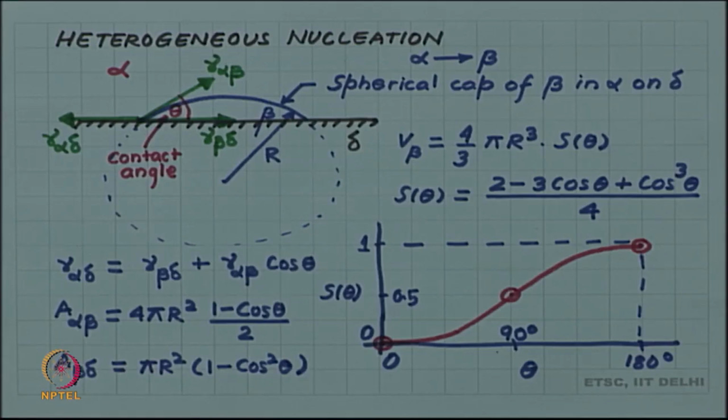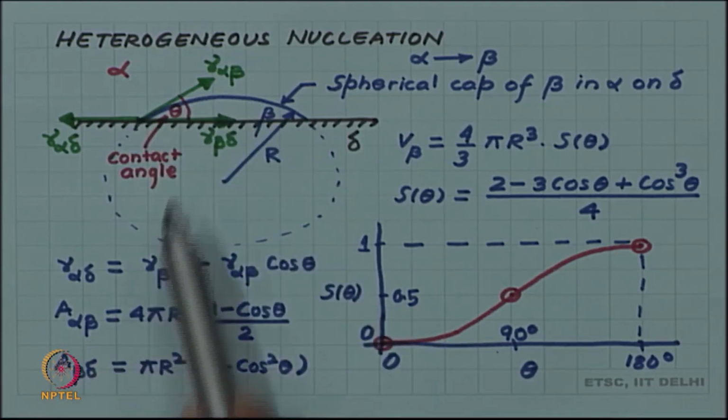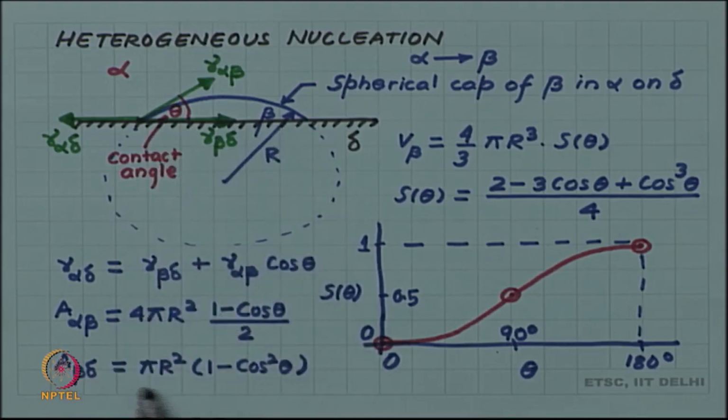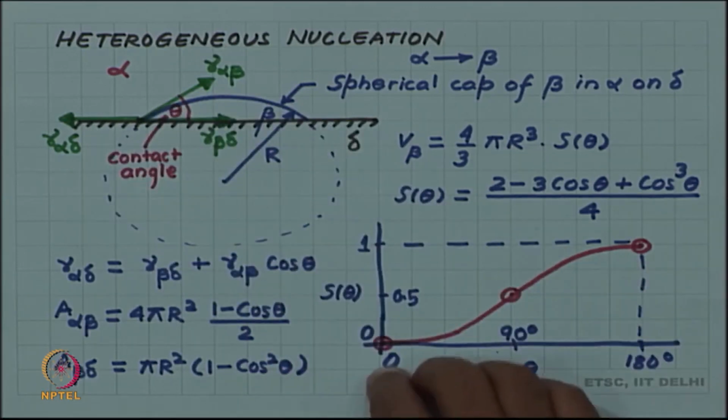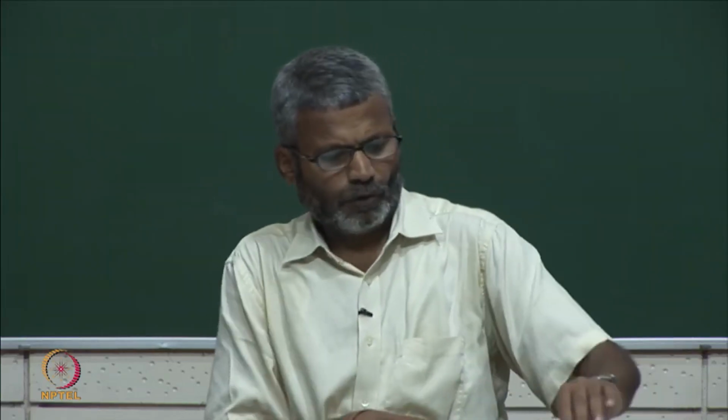So, we have all the geometrical parameters: the volume of the spherical cap, the curved surface area of the spherical cap A alpha beta, and the horizontal circular base A beta delta, in terms of r and theta, the radius of the sphere and the contact angle theta. So, with this we can take our next step of developing the energetics.